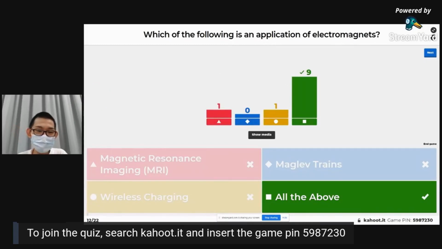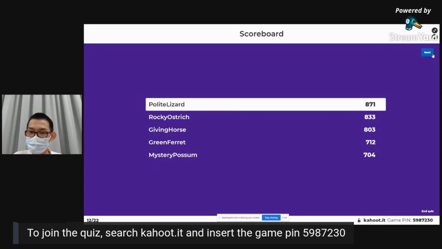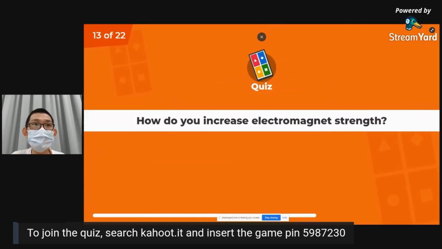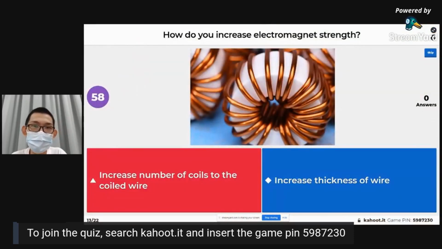And if you answered wireless charging or you answered magnetic resonance imaging, you're not wrong, because they're all indeed applications of electromagnets, but the correct answer is all of the above. So moving on to our next question. How do you increase electromagnetic strength? Is it A, increase the number of coils to the coil wire, or B, increase thickness of wire?